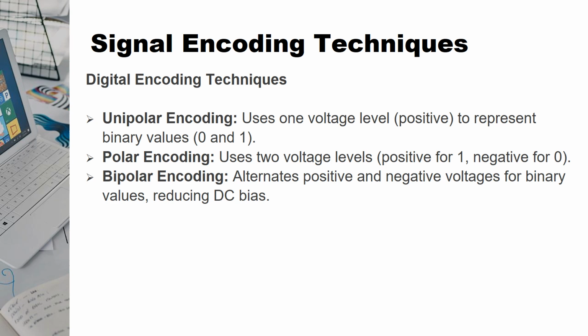Then we are talking of polar. It utilizes two polarities, typically positive and negative voltages, to represent binary data, and this allows for better signal representation. So it uses two voltage levels, positive for 1 and negative for 0. Then when you're talking of bipolar, it alternates the signal between positive and negative to represent binary data. This method helps reduce DC bias and improves error detection, right?